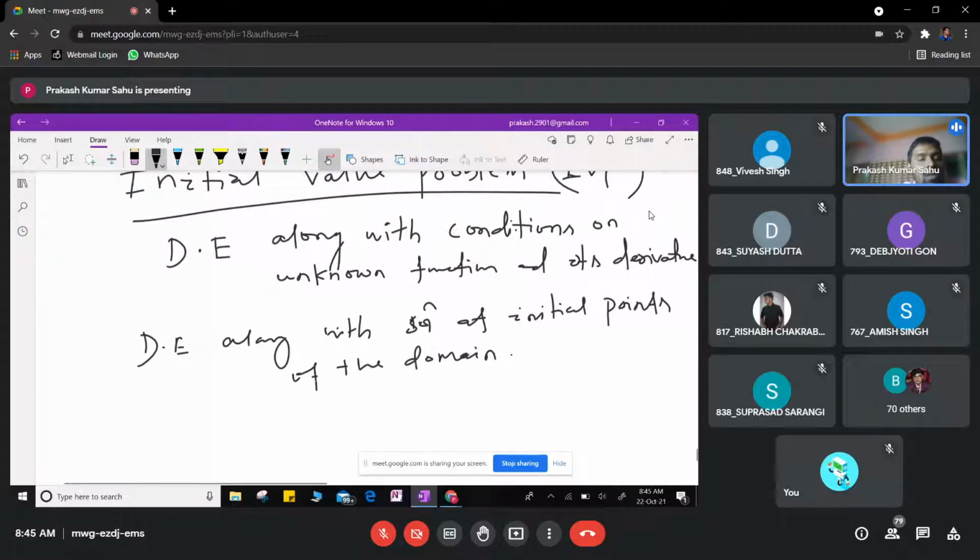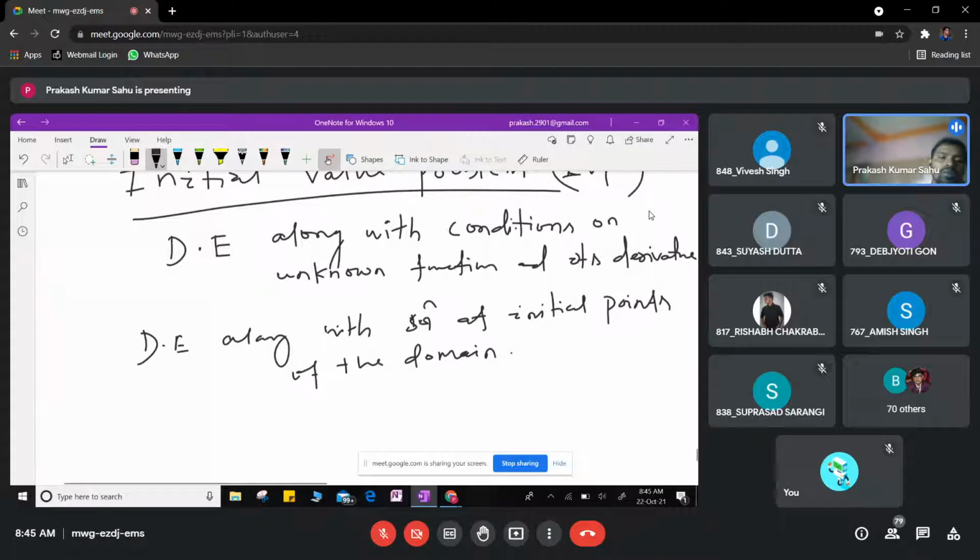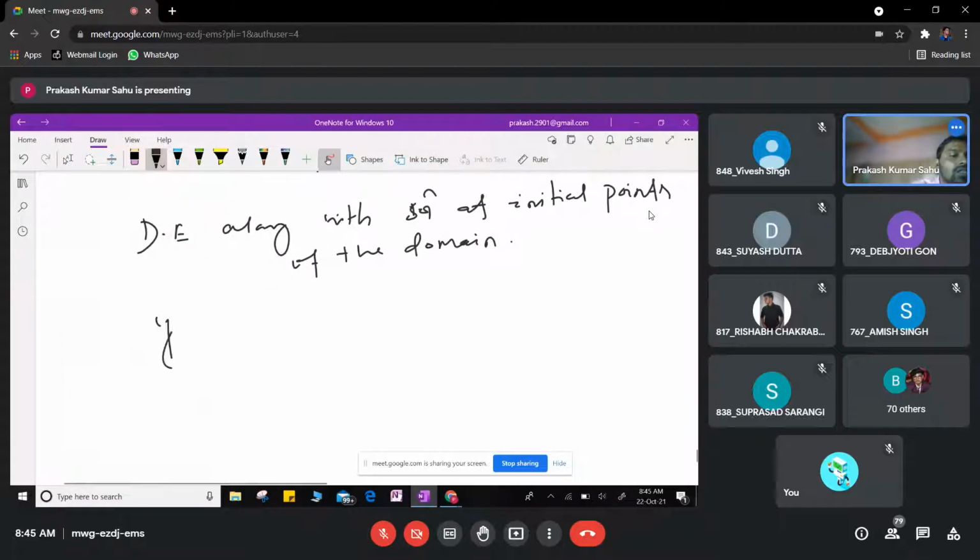Okay, so domain means what? Suppose, for example, I am saying y dash is equal to y. This is a differential equation. But the initial condition, everybody knows, y(0) is equal to any constant. Suppose I am saying 1. Yes or no? That means y is the solution, and the solution at the initial point is given.